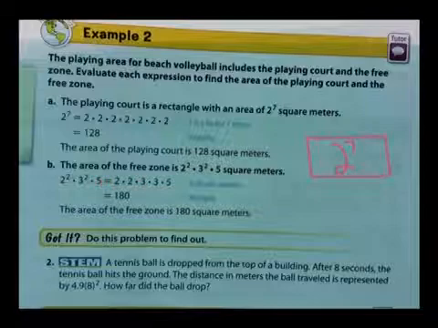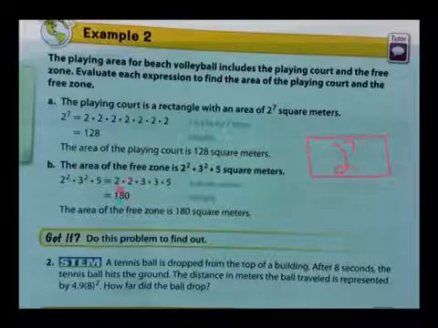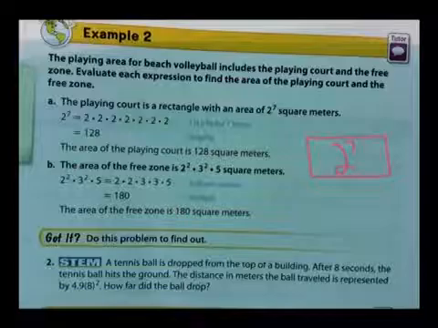The area of the free zone is 2 squared times 3 squared times 5 square meters. So you write it as so. You can write the expanded version, and then when you multiply, you get 180 square meters.